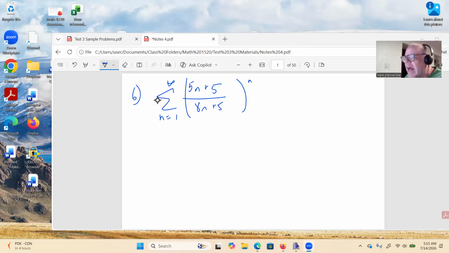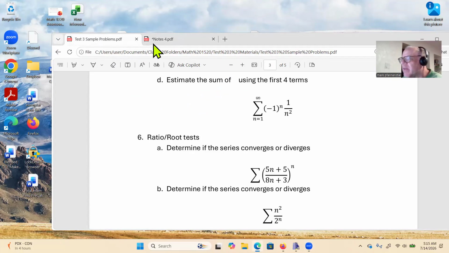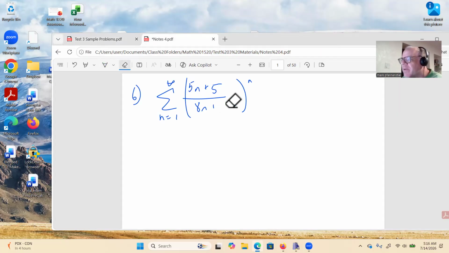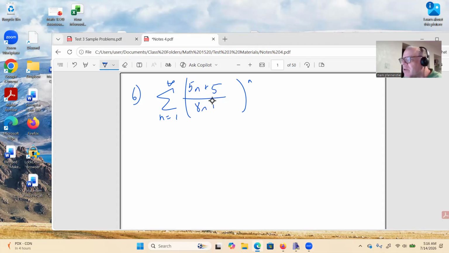So we are looking at the series n equals 1 to infinity of 5n plus 5 all over 8n plus 5. And plus 3, rather. Let me go ahead and double check that. Yeah, 8n plus 3. Let's go ahead and write down the right problem. Okay, here we go. 8n plus 3, all raised to the nth power.